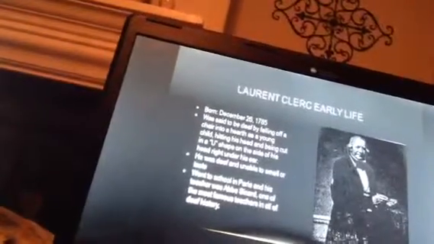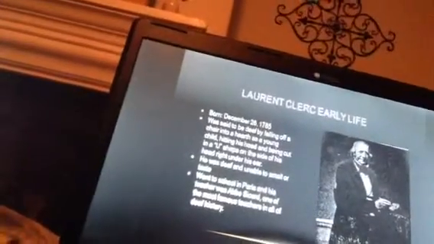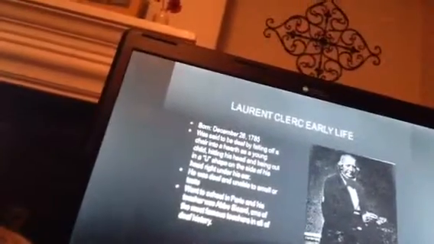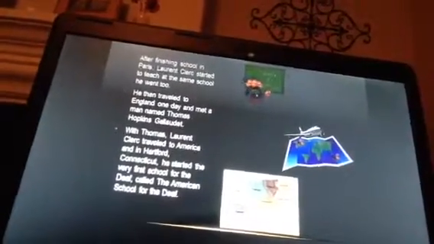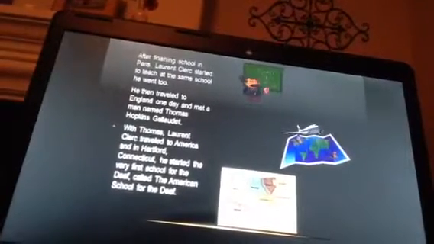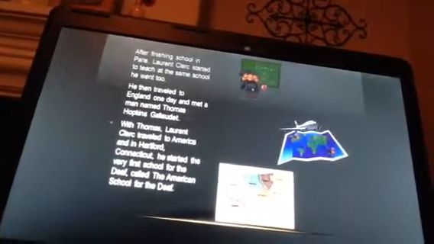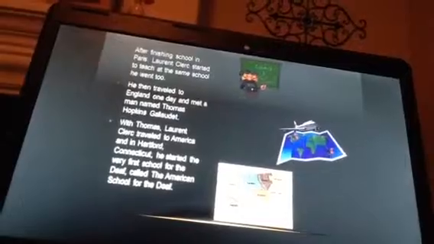Here is some basic information that the students will be able to see. Again, we're using visuals, we're using short sentences, pretty much bullet points that they can discuss and reference back to. Again, we have other interesting facts regarding Laurent Clerc, as well as Thomas Gallaudet.